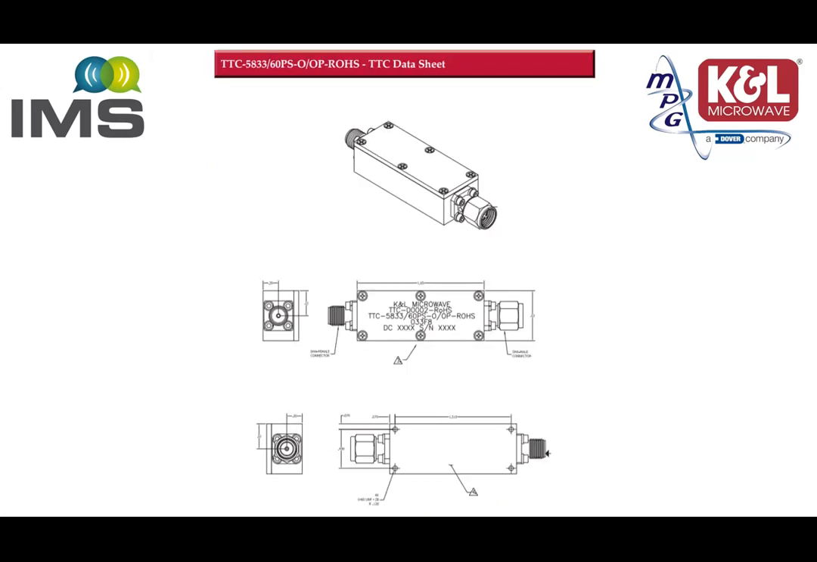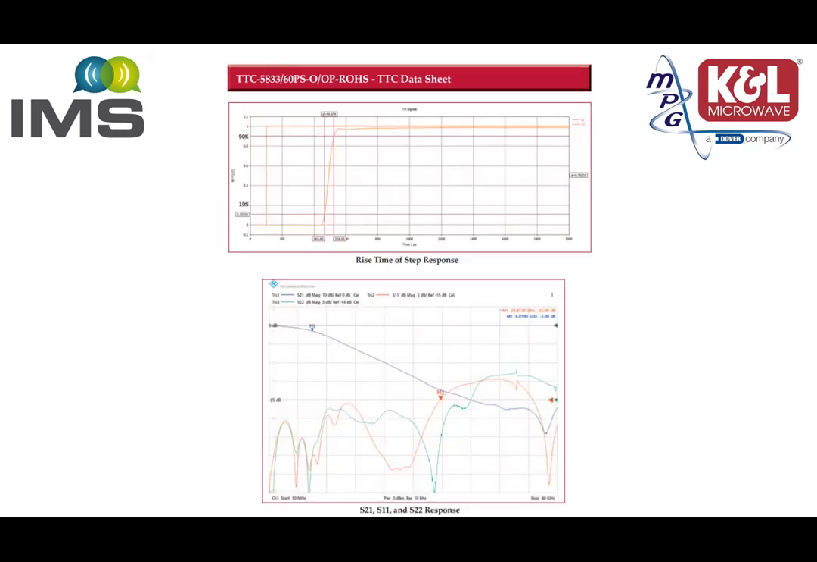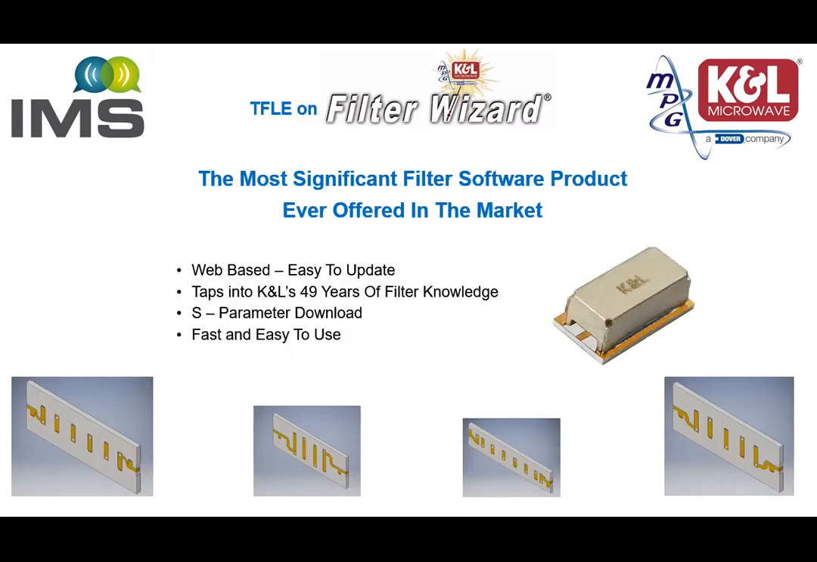On the same click of the button, the outline drawing of the filter is obtained. Your mechanical engineer will be delighted to get this information. After the order is placed, we design the filter per the specifications agreed upon. In this example, we see the frequency response below and the time domain response above, which we send data with every filter we build.